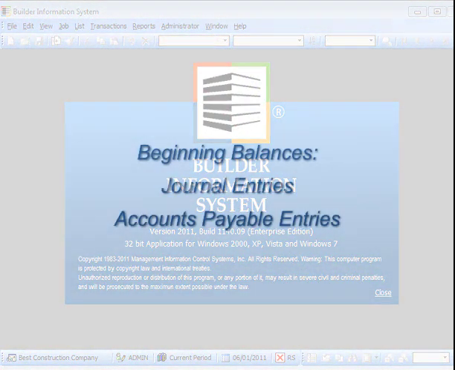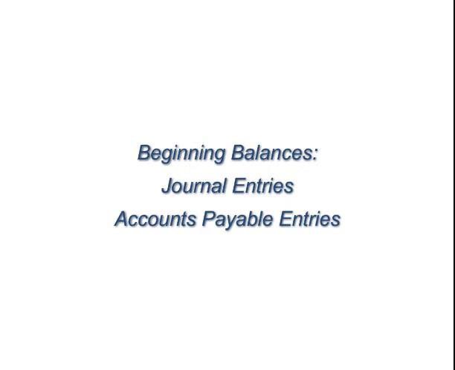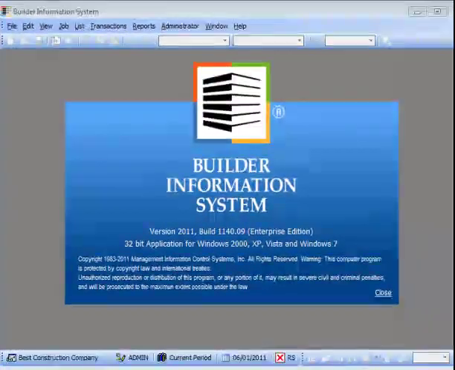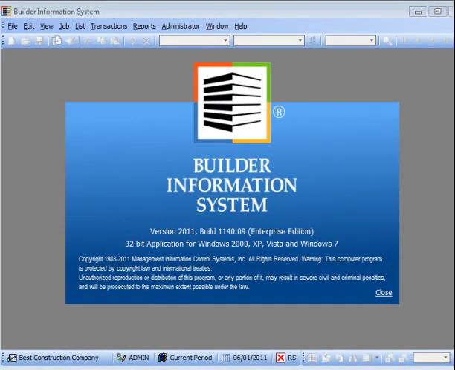This tutorial will cover the initial journal entry process and entry of accounts payable for completing the beginning balances. The first step in initiating any accounting system is to enter essential account balances to the accounts in the general ledger. This is done by creating one or more journal entries.